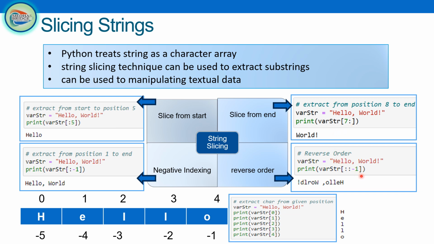In next example, to print string in reverse order, output would be string gets printed in reverse order. We could also use negative index to extract substrings. Here is one more example.